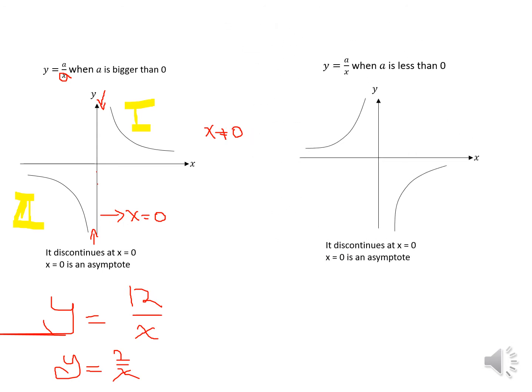Now if the value of a is negative, then the graphs are reflections of each other in the second as well as in the fourth quadrant. These are typically graphs like y equals -3 over x, or y equals -4 over x, or anything you can think of.